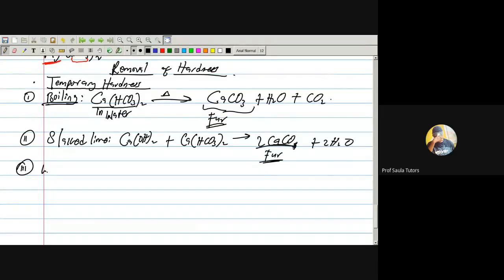Okay, we add washing soda also, which is Na2CO3, plus temporary hardness. You see the way to remove it, to remove it to CaCO3.